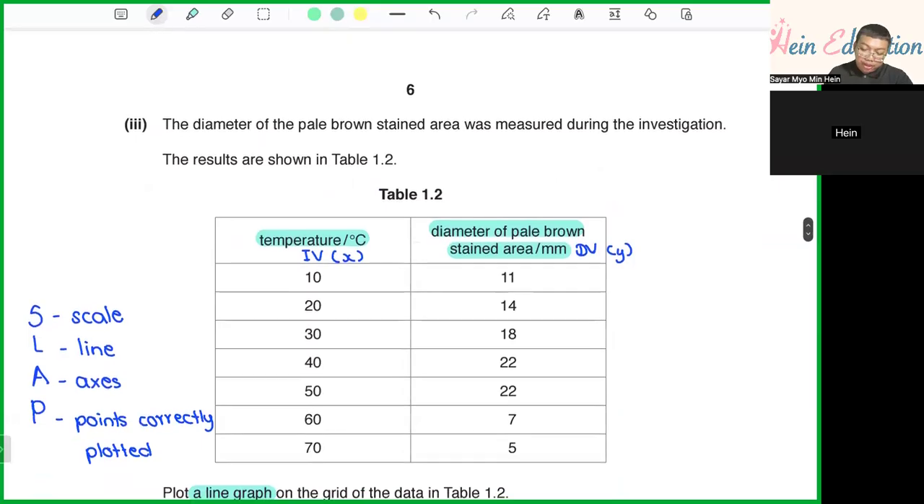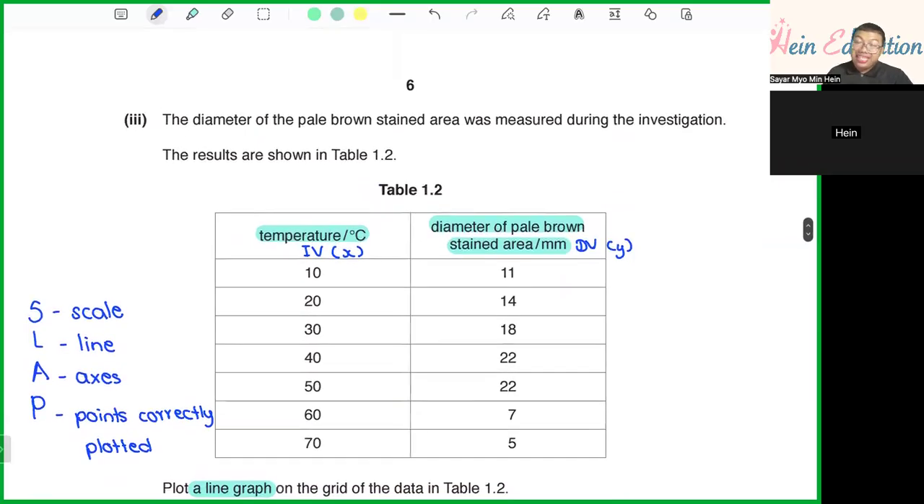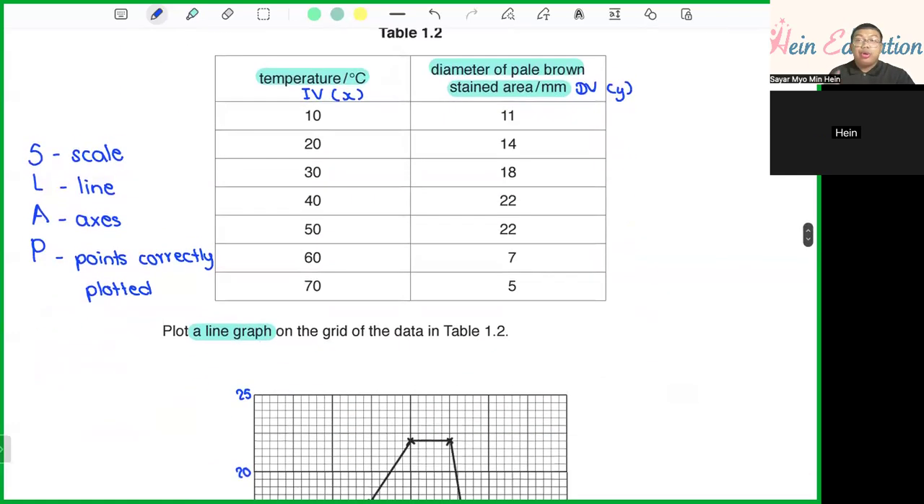Okay, and then number three, I would say, is the easiest one to gain the answer if you pay attention to the questions and if you do it correctly, right? So here they give you the diameter of the pale brown stain area measured during the investigation, and the result is provided. So they ask you to draw a line graph.